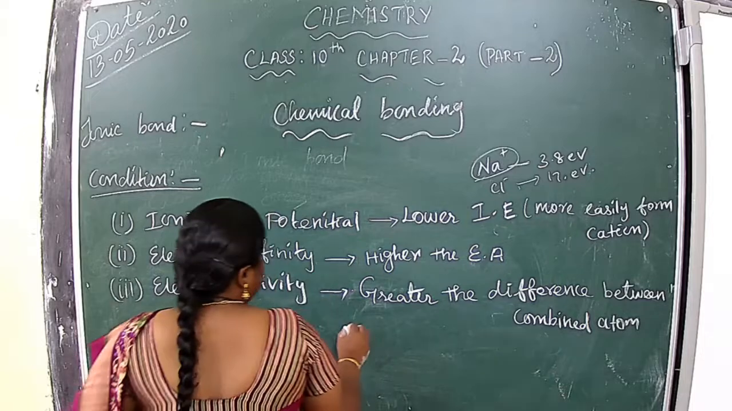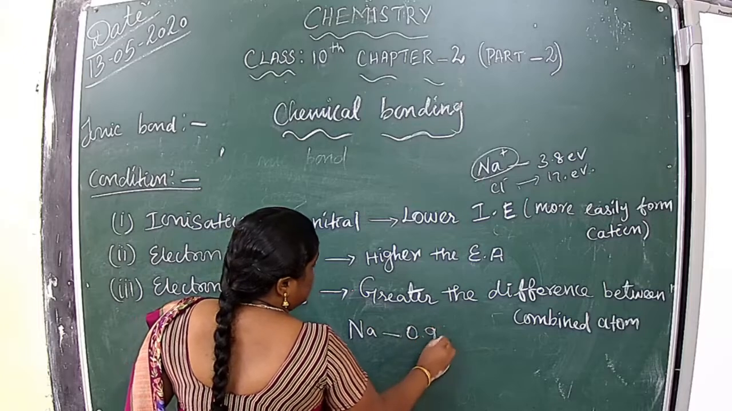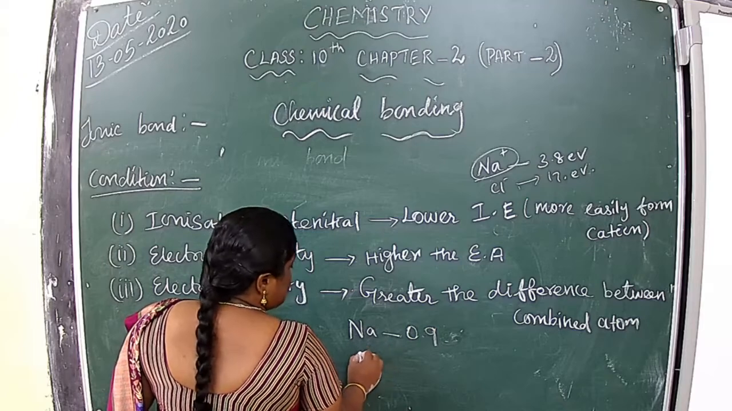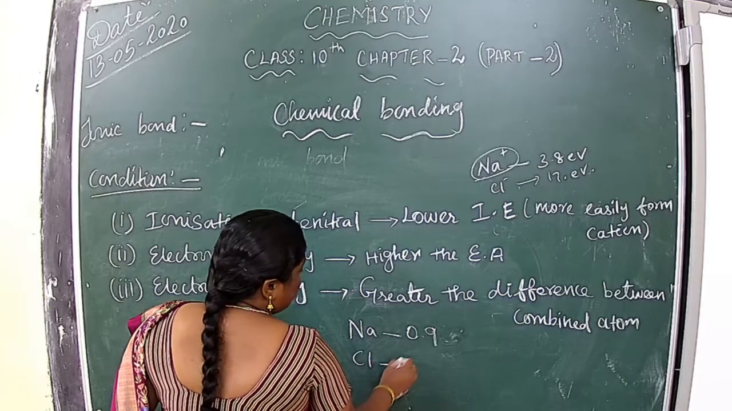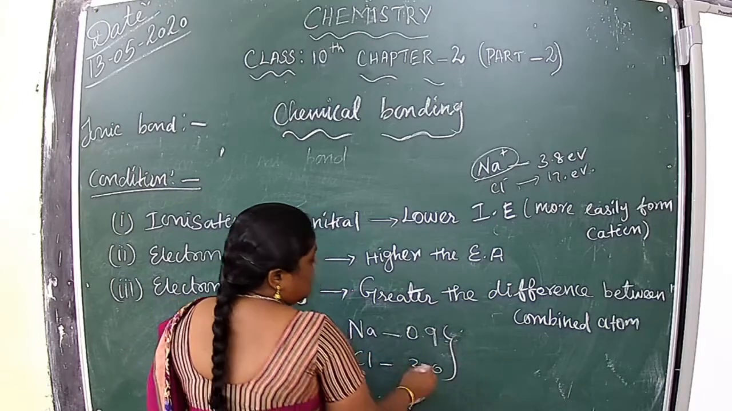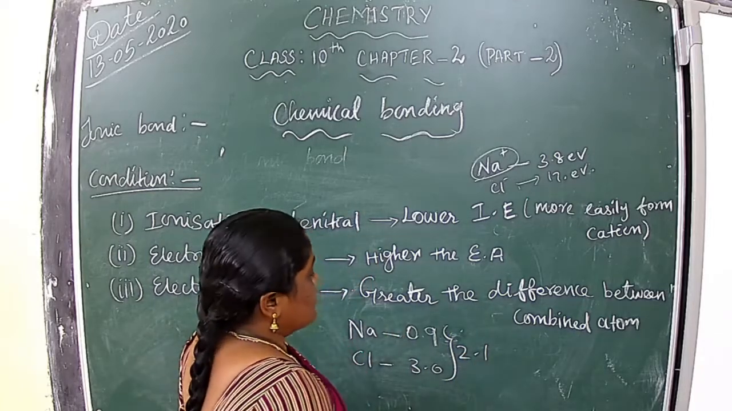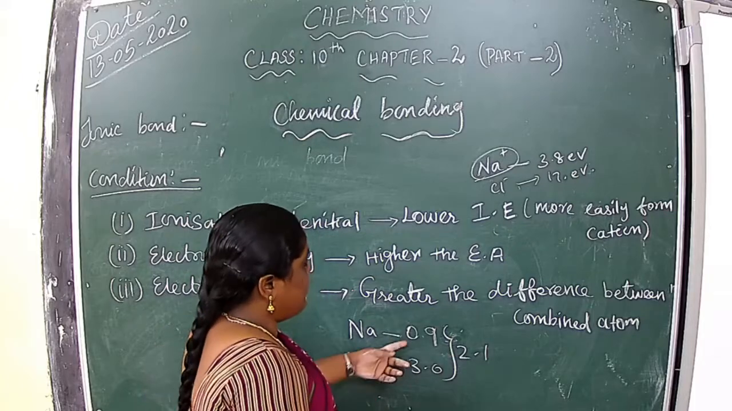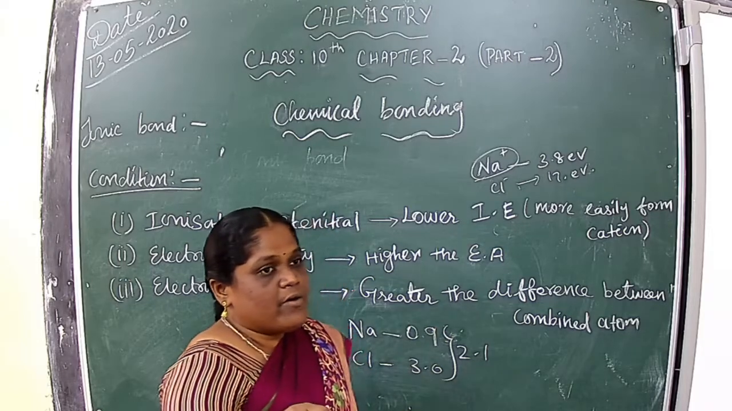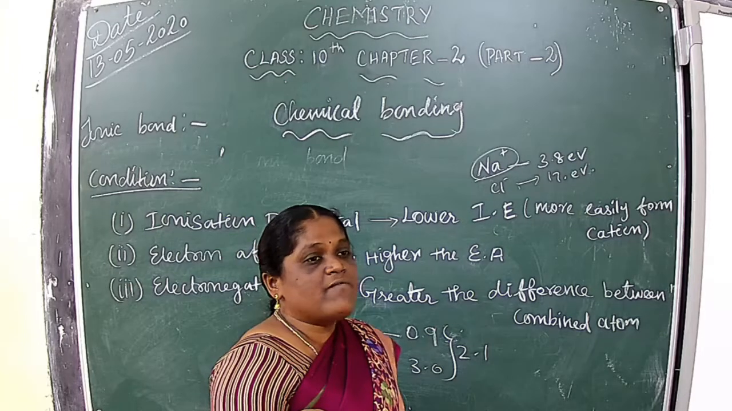For example, in the formation of sodium chloride, the electronegativity of sodium is 0.9, and chlorine is 3 point something. That means the difference is nearly 2.1. Yes or no? So the greater the difference between the combined atoms, the greater the electronegativity difference, and the more easily an ionic bond forms.